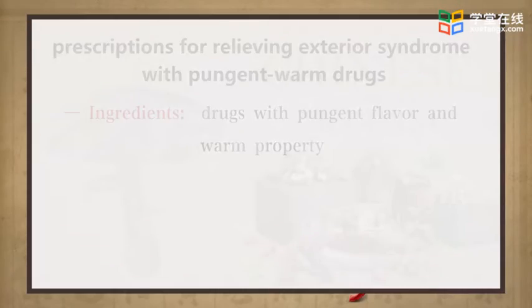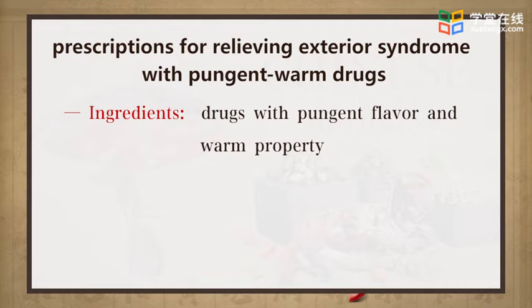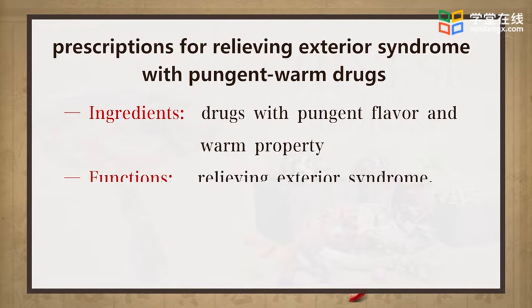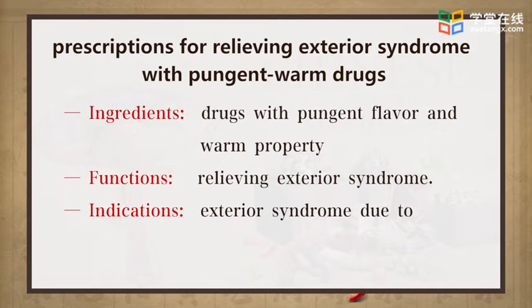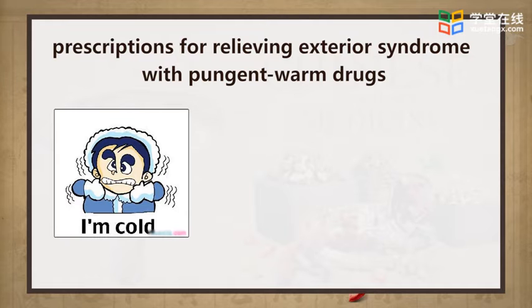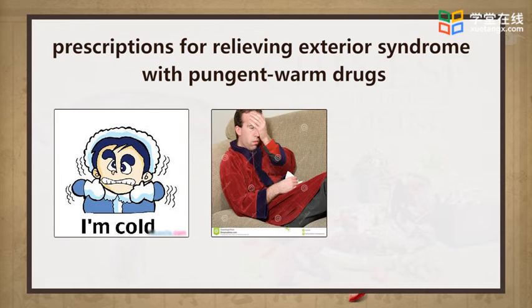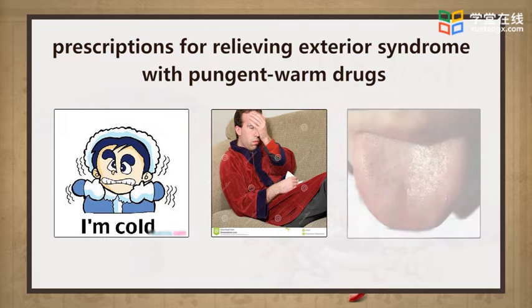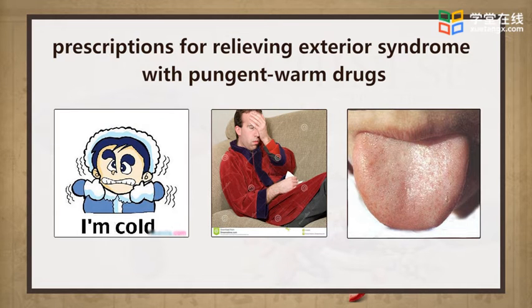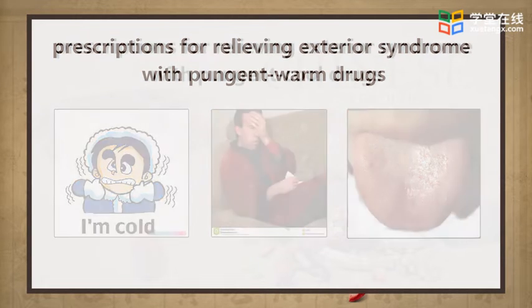The former mainly contains drugs with pungent flavor and warm property for relieving exterior syndrome. It is capable of expelling wind and cold, and is applicable to exterior syndrome due to wind cold, marked by aversion to cold, fever, general aching, dyspnea, thin and whitish tongue fur, and superficial and tense pulse.